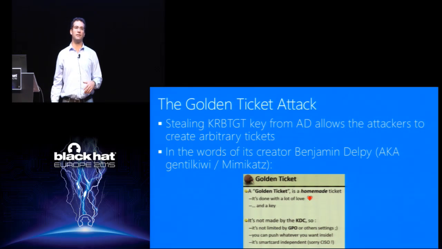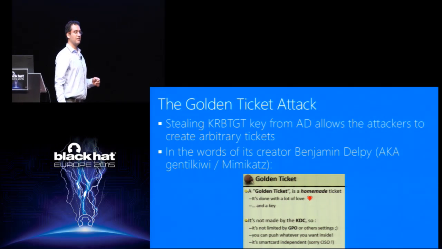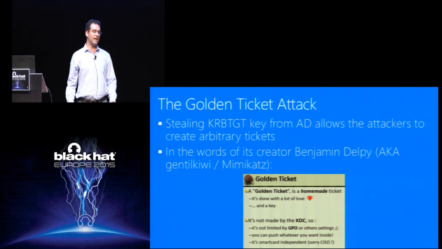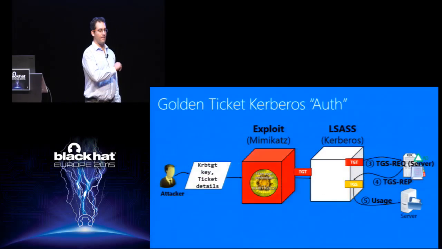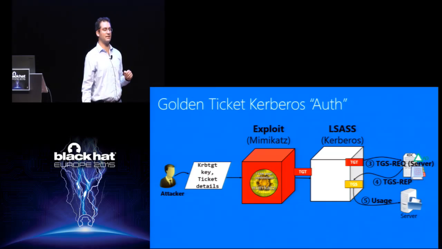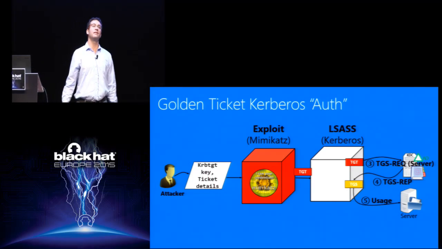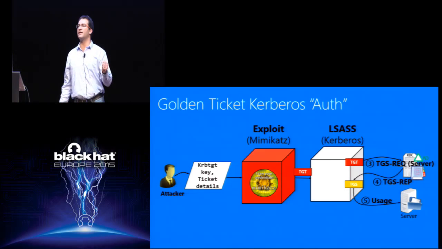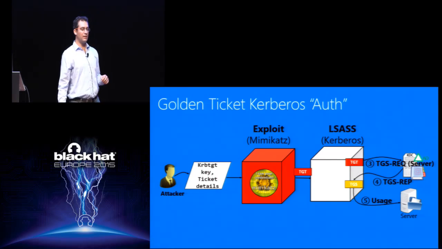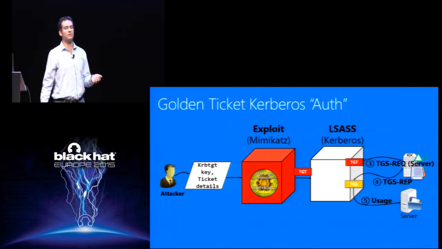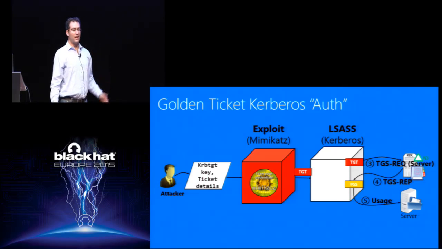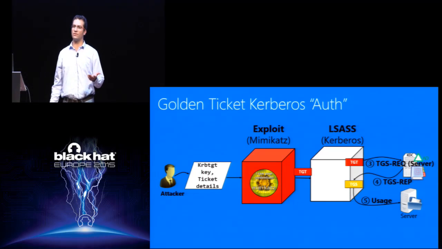And again, this was implemented in Mimikatz, in Benjamin Delpy's Mimikatz. And I like this quote: "A golden ticket is a homemade ticket. It's done with a lot of love and the Kerb TGT key." So what happens here? This is how the attackers' request for a specific service looks with the golden ticket. The attacker gives its exploit, say Mimikatz, the Kerb TGT key and the ticket details, the groups that the attacker wants their user to be a member in. That exploit kit bakes a TGT and injects it, either into LSASS or has its own implementation of Kerberos. And from that TGT, the attacker is able to request access to specific resources as before.